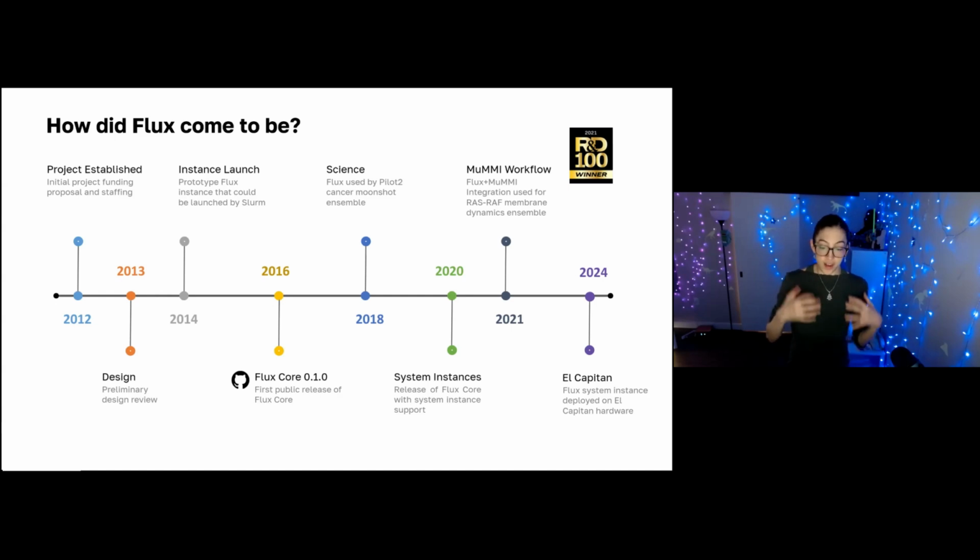So if you've gotten to this point and you're an HPC person and you're like, gosh, that's funny, I don't know anything about Flux, but I've heard of these other workload managers. Guess what?